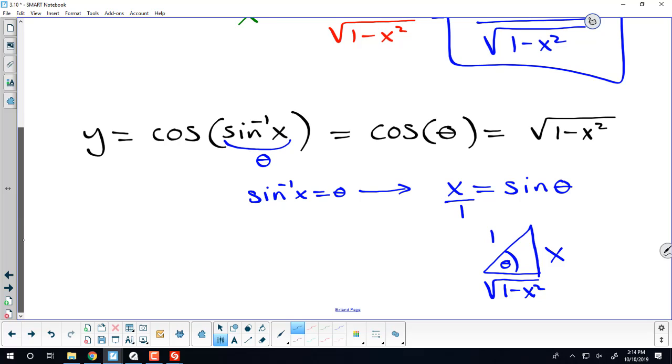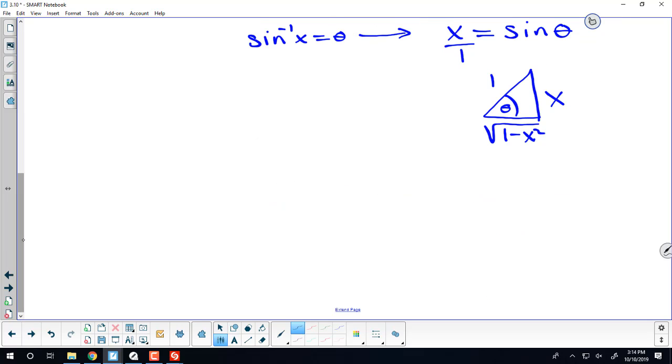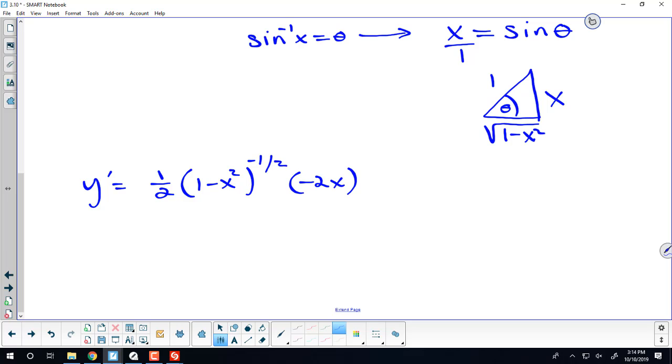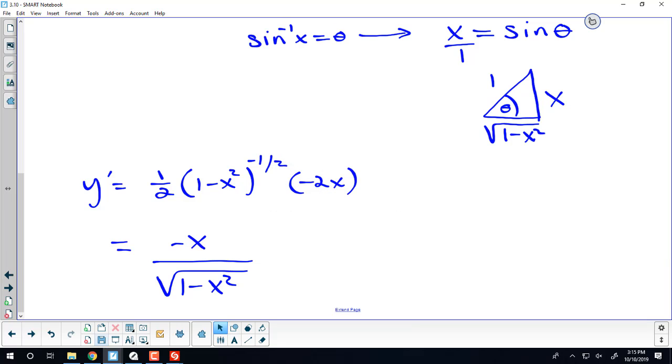What's the derivative of 1 minus x squared to the 1/2? It's 1/2 times 1 minus x squared to the negative 1/2 times negative 2x. The 2 and negative 2 divide, so we just have negative x over the square root of 1 minus x squared. So it's the same thing. Same derivative, just another way to think about it. If that's confusing, then just remember the derivative we just did. No need to know two different ways, but it can be helpful.